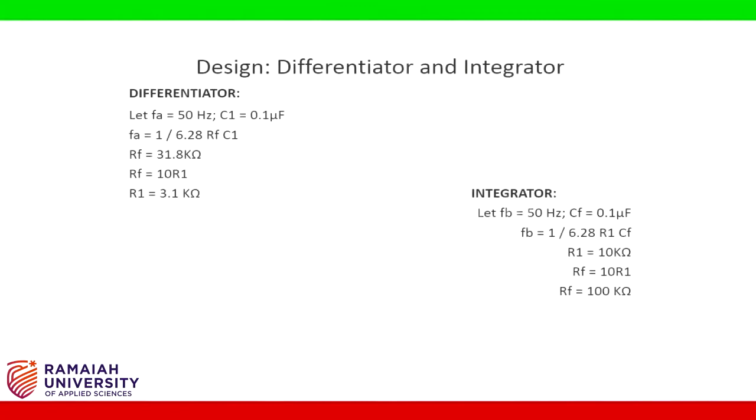The design formulas and calculations for choosing the components for the experiment is shown here. Frequency value will be chosen by the designer for the operation. Here, the design frequency is 50 Hz for both integrator and differentiator op-amp. Assume the capacitor values and any one resistor value to design the other values in the circuit.